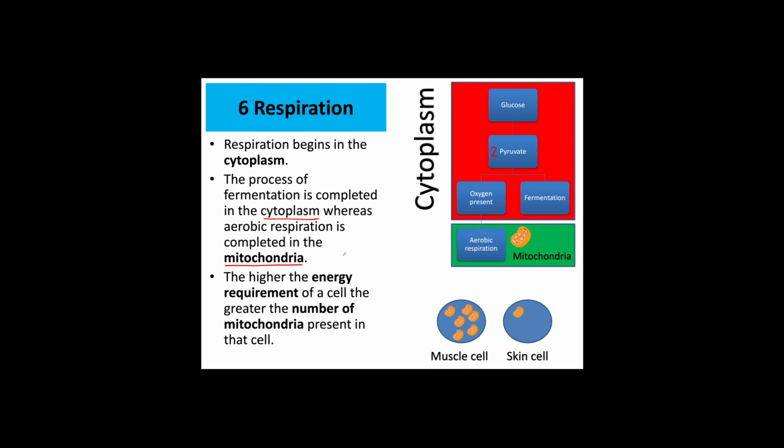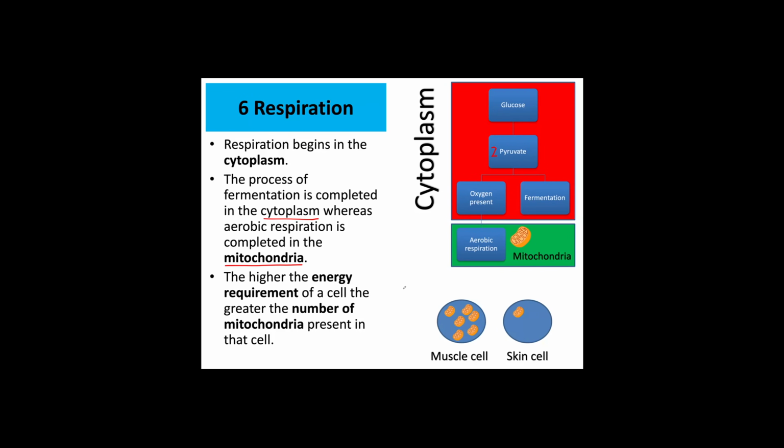So you need to know the location of each of these pathways: fermentation, cytoplasm; aerobic respiration, mitochondria. And the good news is you should probably be remembering that from topic 1.1 anyway, that the mitochondria is the site of aerobic respiration.